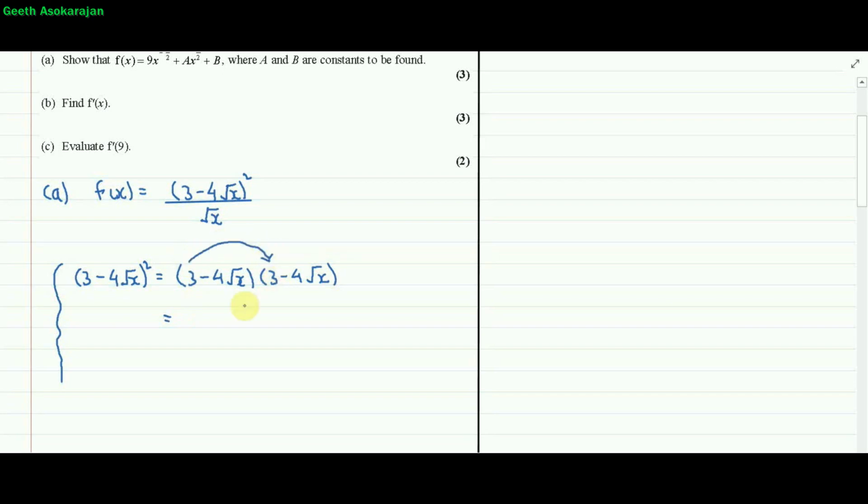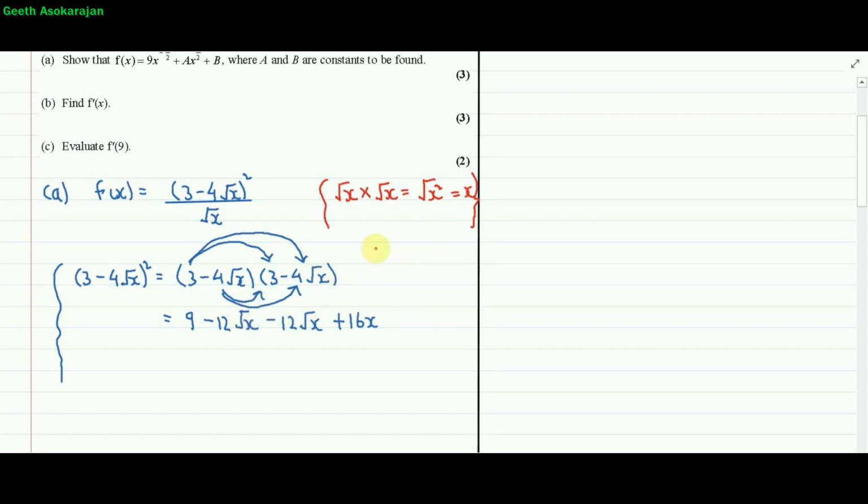So 3 times 3, 9. 3 multiplied by minus 4 root x is minus 12 root x. Minus 4 root x times 3 is minus 12 root x. And minus 4 root x times minus 4 root x is plus 16x. So remember these rules. Root x multiplied by root x is the same as root x squared, and root x squared is simply x.